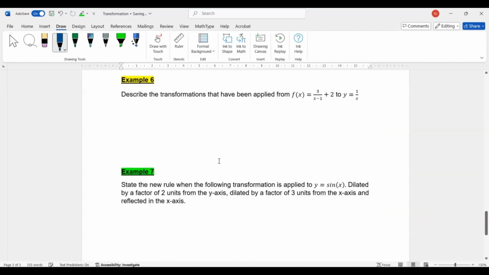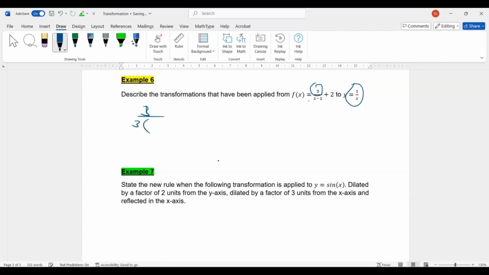All right, let's have a look at this one here. This time we're actually going to go back. So describe the transformation that has been applied from 3 over x minus 1 plus 2 to, so this time we're actually going back. So in other words, we want to undo it. Now there is a dilation factor from the x-axis, so we need to do the opposite. So in order to get to this, we need to do the opposite. So a dilation factor of 3 units from y, and a translation of 1 unit, so we always have to do the opposite.